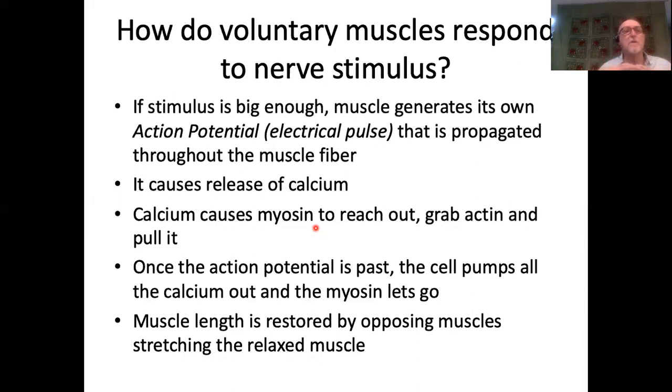Eventually, the muscle will relax simply because everything decays. The myosin dies, the actin dies, etc. It loses its ability to interact. And then the muscle will relax again. But that stiffening of rigor mortis is because of this uncontrolled release of calcium, which is not then sucked back up again. So the myosin keeps holding on to the actin.